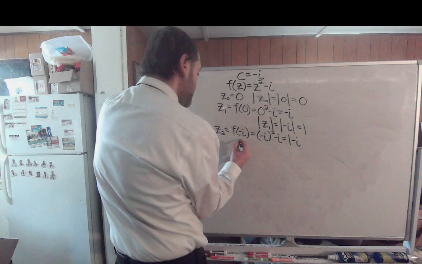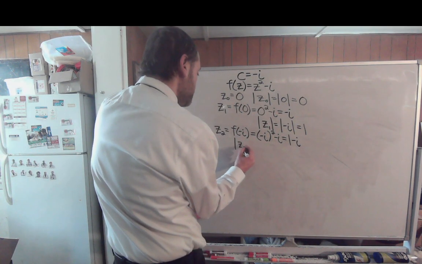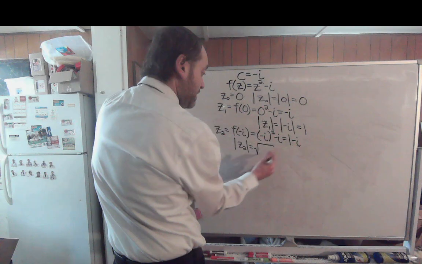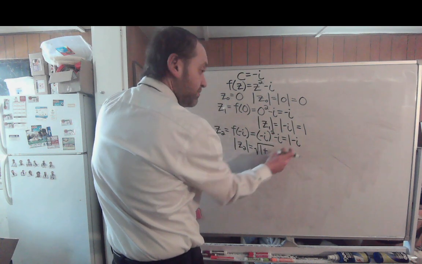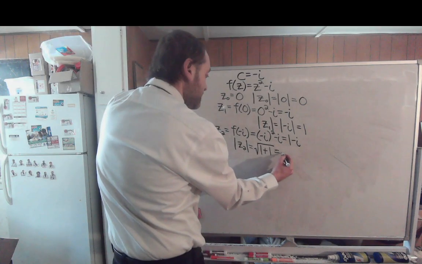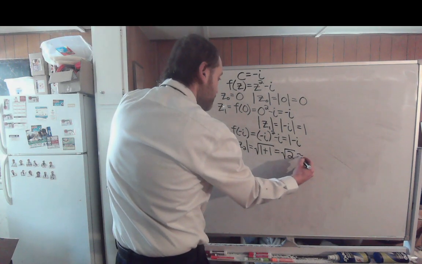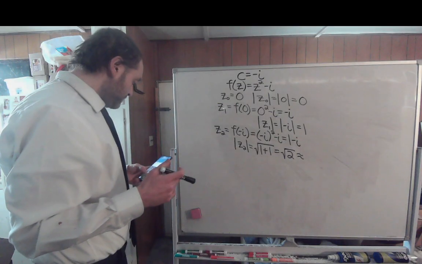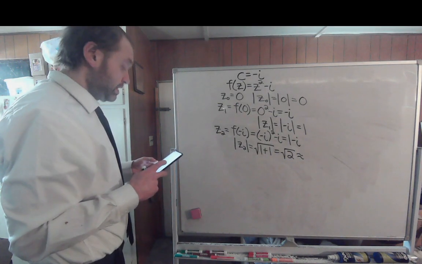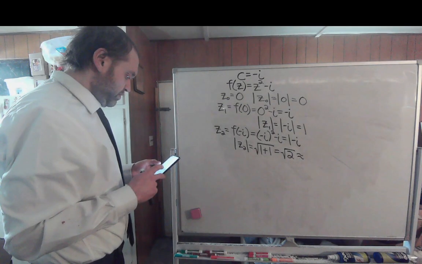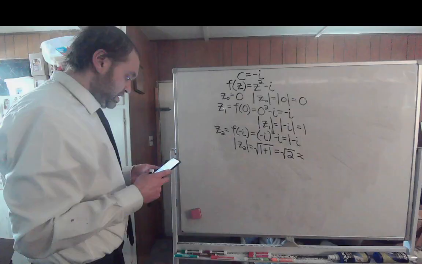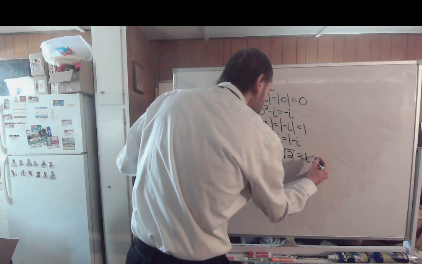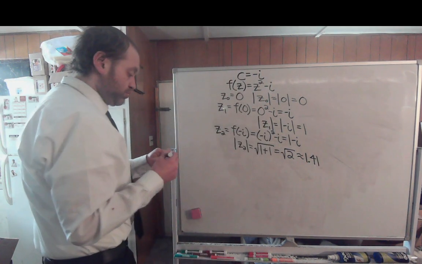So now let's find the absolute value of z sub 2, which of course would equal the square root of your a squared, which is 1, plus your b squared, negative 1 squared is positive 1. That equals the square root of 2, which let's get a decimal approximation to see about what it is. What is the square root of 2? It's about 1.41. So square root of 2 is approximately 1.41.